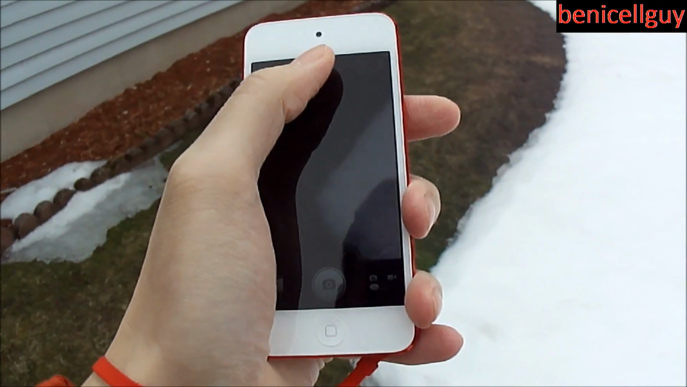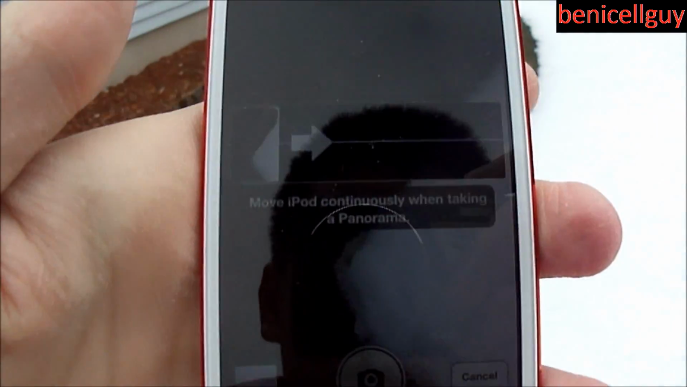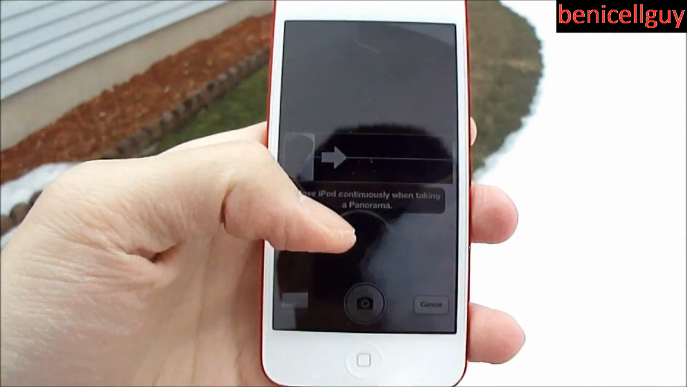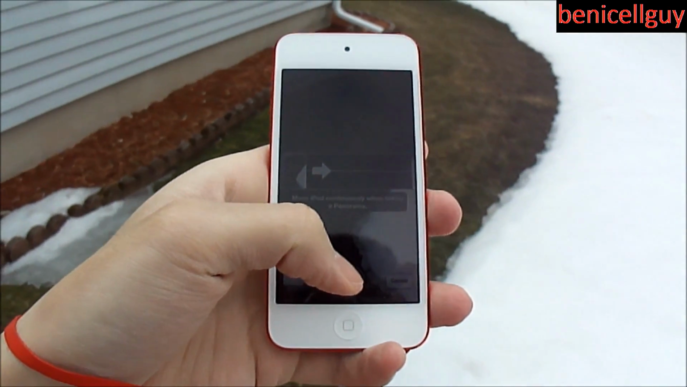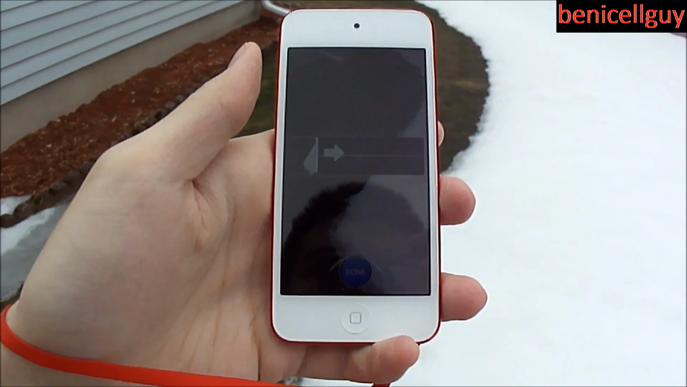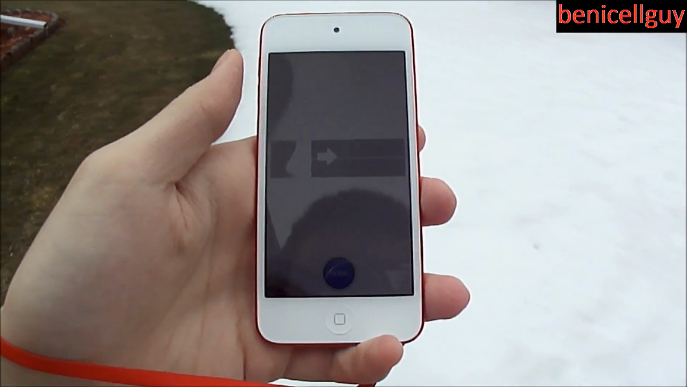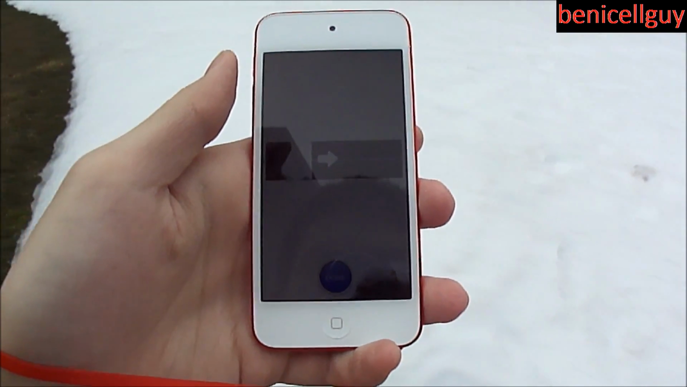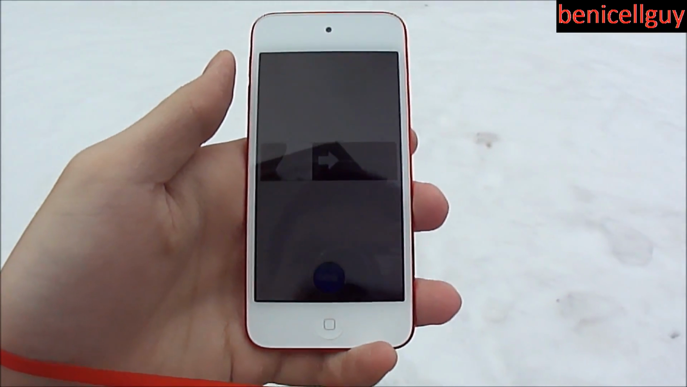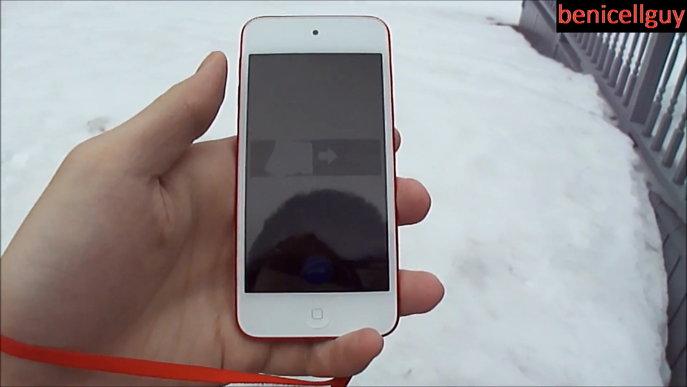One feature that the iPod Touch 5th generation has compared to the iPhone 4, even though they're both on iOS 6, is panorama mode. What this mode lets you do is take one big picture as you move your device around. Even though the iPhone 4 is compatible with iOS 6, it does not feature panorama mode due to the fact that it can't be supported.